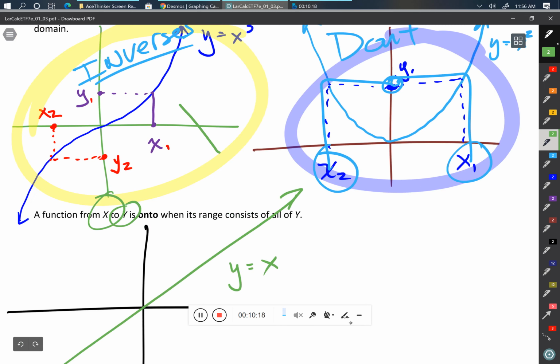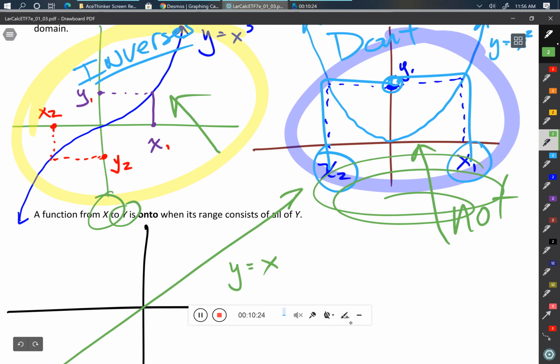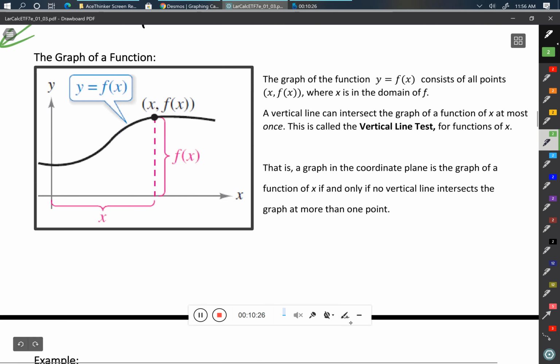This one over here is also onto, by the way. This one is not onto because you're missing all the negative Y's. Okay? All right. Speaking of graphs of functions, what is the graph of a function? I keep saying it, but what really is it mathematically? Well, the graph of a function consists of all the points x comma f of x, where x is in the domain of f.